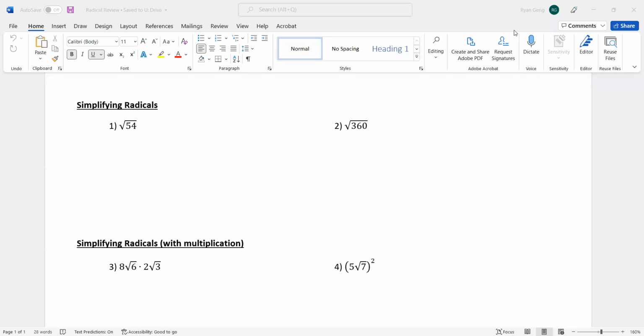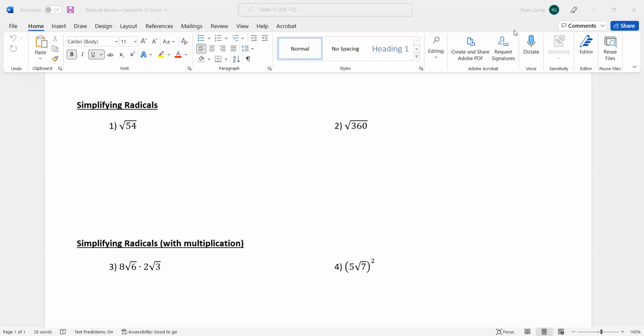Hi, everybody. So I'm just going to go through quickly four topics from radicals that you may have forgotten. The first two are just basic simplifying radicals, and we'll go from there. So let's just get started. You're going to need these the rest of this unit and actually beyond.